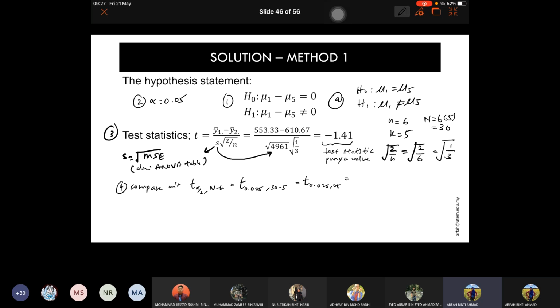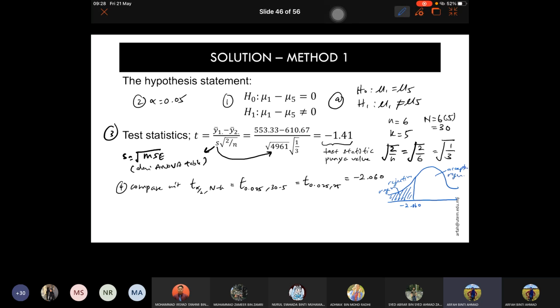So tengok dekat table of T distribution, awak akan dapat this one adalah sama dengan, dapat berapa? 2.06. Negatif 2.06. Okay, sebab dia ada negatif, kita put the negative sign. Negatif 2.060. So, awak buat dia punya rajah dekat sini. Negatif 2.060. So, yang ini adalah rejection region. So, this one is your acceptance region.